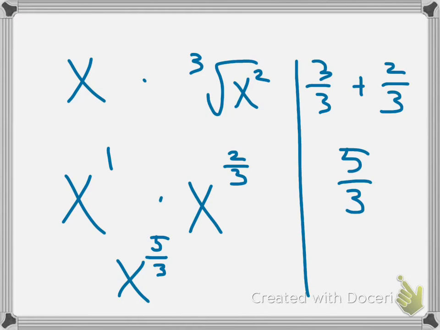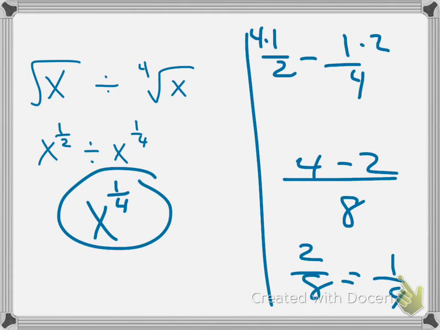Just add the exponents when we're multiplying and subtract them when we divide. Okay. We're done.